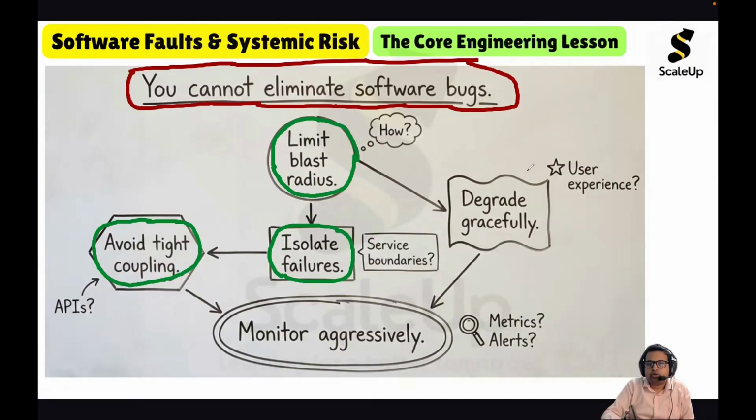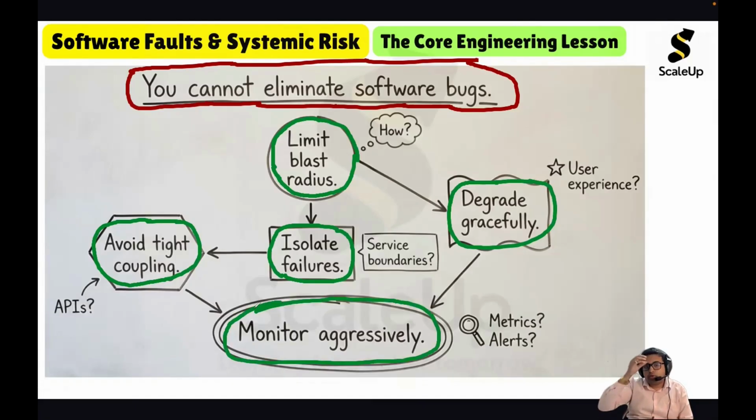We should also go for degrading gracefully. Like fallback logic should be there and priority shedding should be there. And most importantly, we should monitor aggressively. So we should look for golden signals. And what are the golden signals? We should monitor latency, traffic, errors, and saturation.